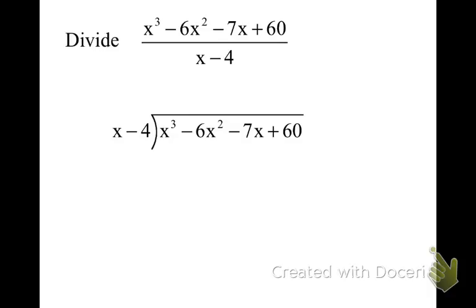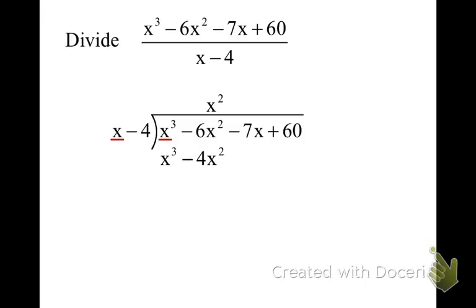So, again, I'm going to ask myself, x times what equals x to the third? And because I'm multiplying that x squared by 2 terms, I need to move in and put it over the negative 6x squared. Now, x squared times x is what? X cubed. I line it up. And x squared times negative 4.